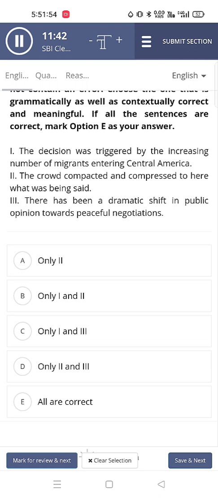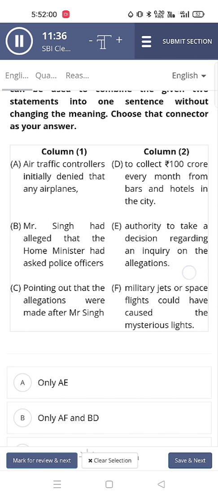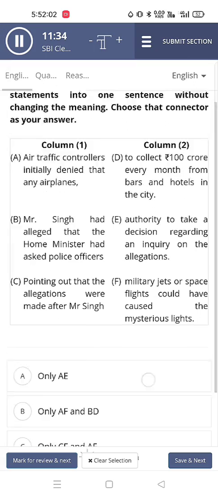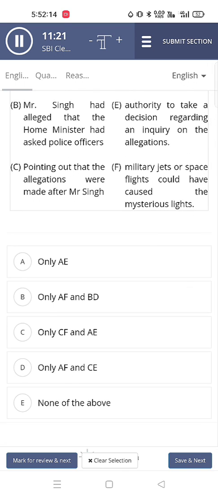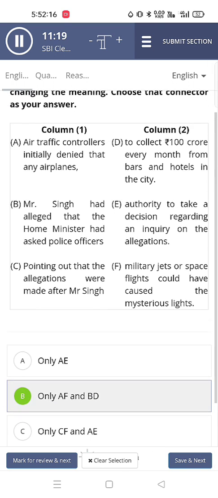There has been a dramatic shift in public opinion towards peaceful negotiations. So first and third are correct. Here we have to match the sentences. Air traffic controllers initially denied that any airplanes, military jets, or space flights could have caused the mysterious fight. So A and F is a pair. We will mark this and we will check B and D.